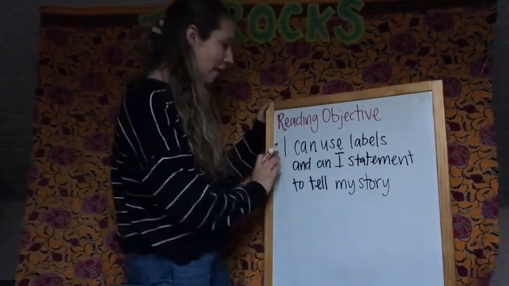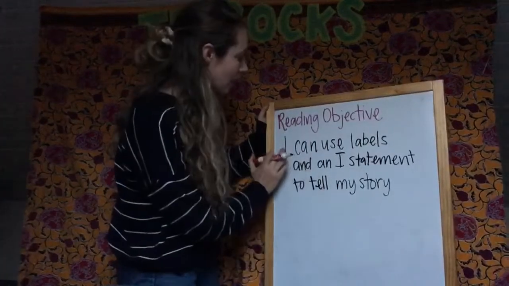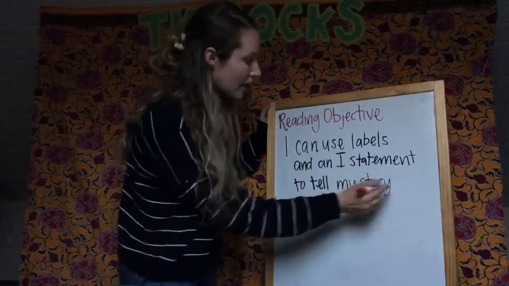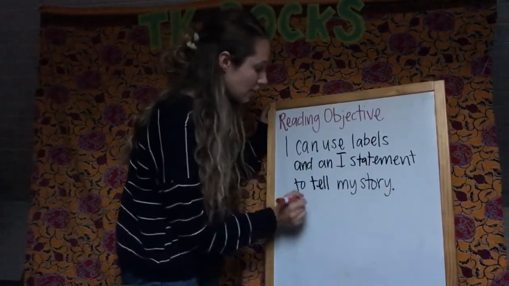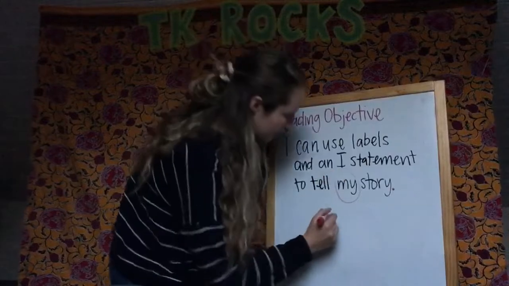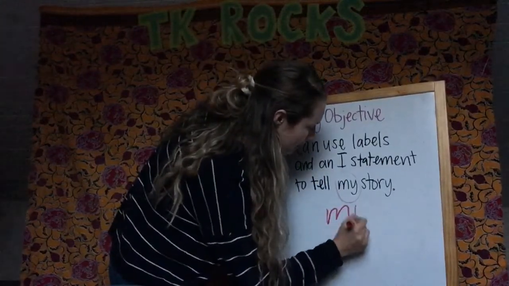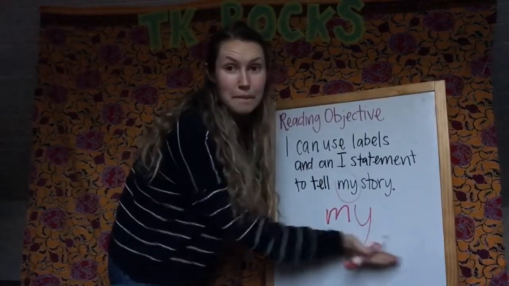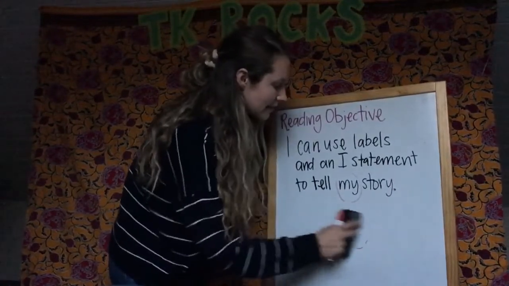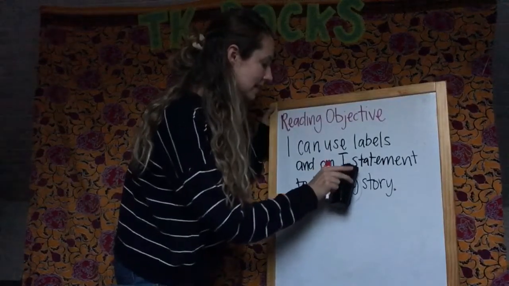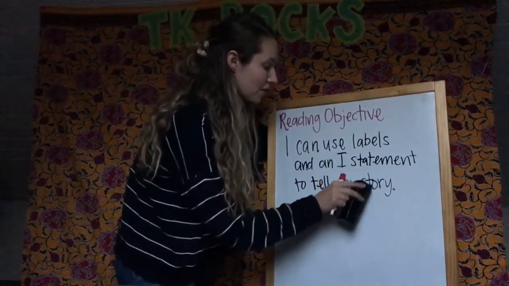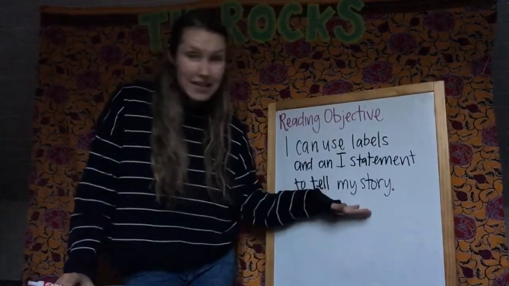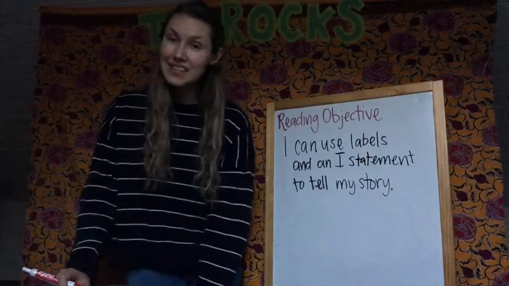If we look at our sentence here, that's our objective, I can use labels and an I statement to tell my story. That's a lot of words. You'll notice the word my. My has two letters in it, M-Y. And when I read it all together, it makes a word, my. That is an example of a word. When we write a sentence, we use lots of words with finger spaces in between them to tell somebody something. This sentence was telling you what our objective is.